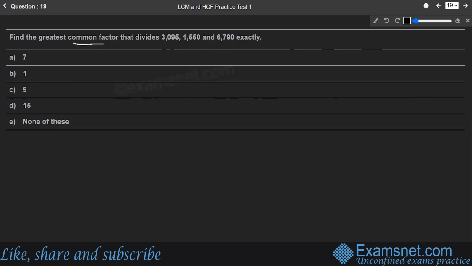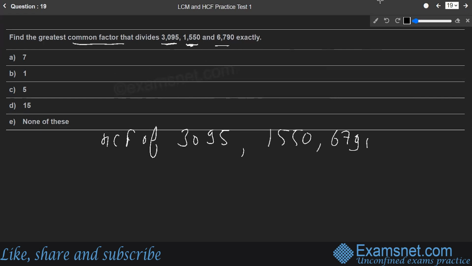Find the greatest common factor that divides 3095, 1550 and 6790 exactly. Clearly, we are supposed to find the HCF of these three numbers. So for finding the HCF, we are supposed to find the HCF of 3095, 1550 and 6790.